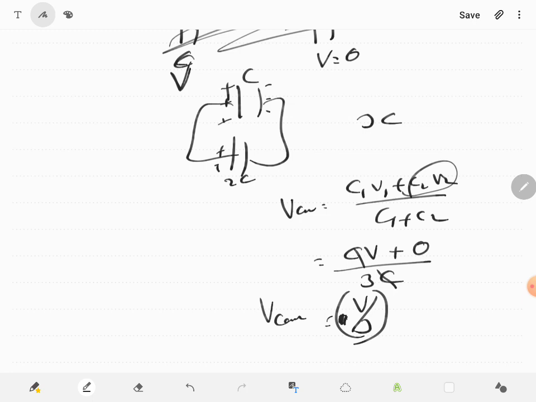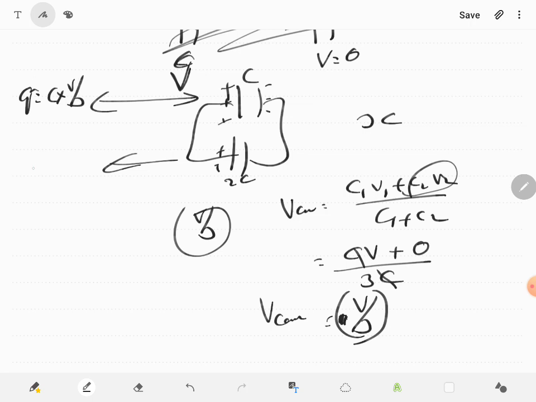Once you know the common potential is V by 3, you can multiply that with the respective capacitance, because Q is equal to C into V. So the charge on A is C into V by 3, and the charge at the bottom will be 2C into V by 3. Therefore you found the charges on both the capacitors. Find the final charges on A and B. It's done. Next, the total energy stored in A and B finally.